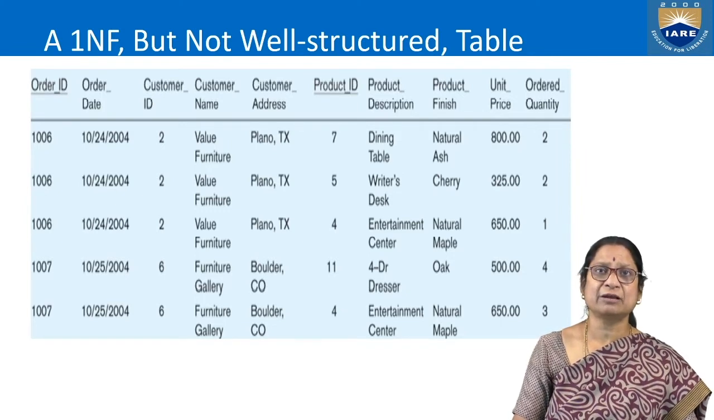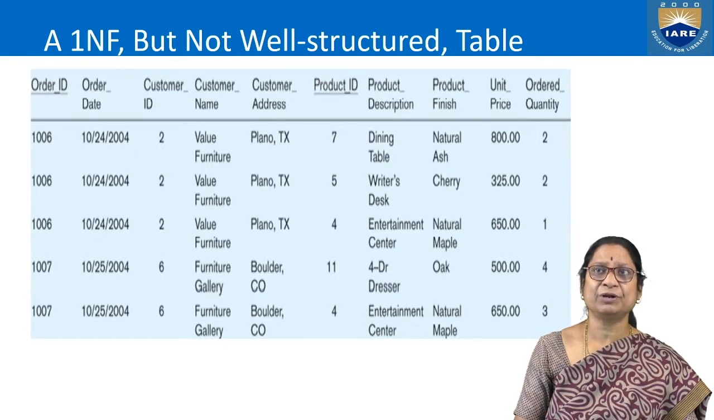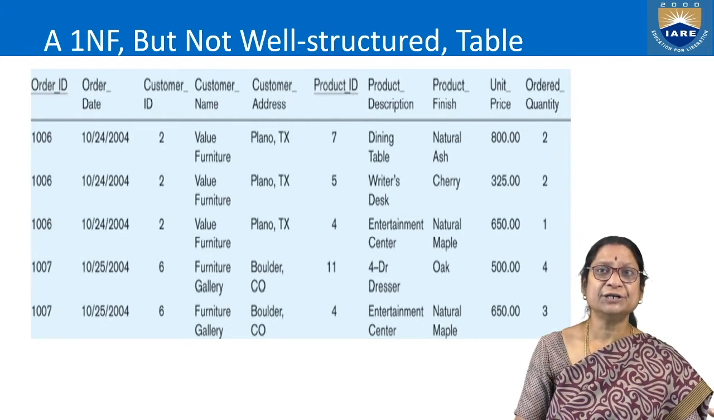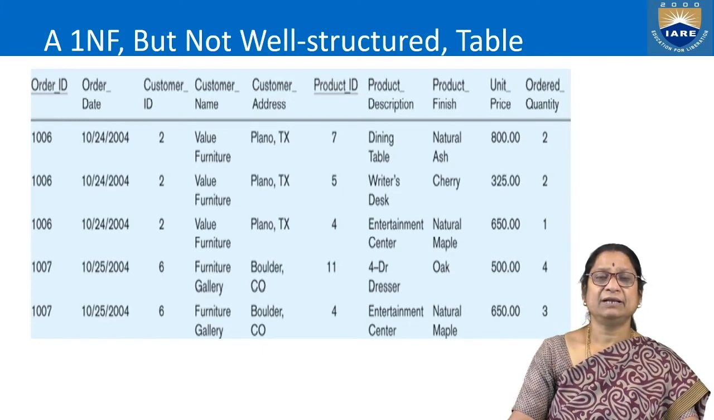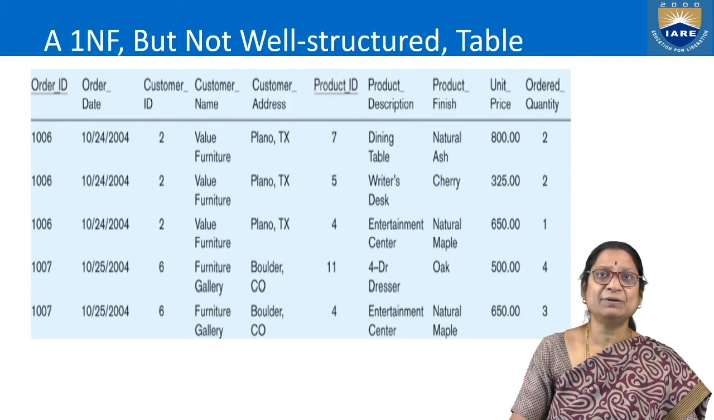Okay, we'll move to the next normal form. Just check the data here. Each attribute, order ID, order date, customer ID, customer name, address, product ID, etc., is an individual attribute. Each attribute is a simple attribute. It's not composite, it is not further subdivided, and each attribute has a single value also. So such attributes are all atomic. That's why our current table is in 1NF.